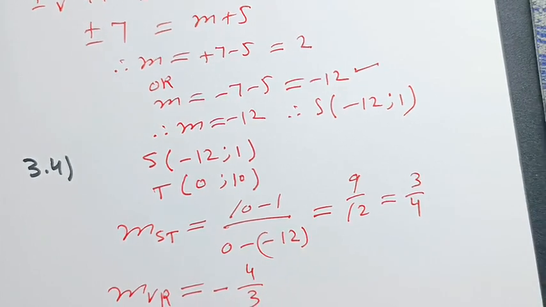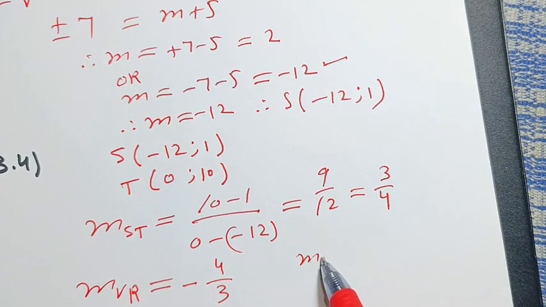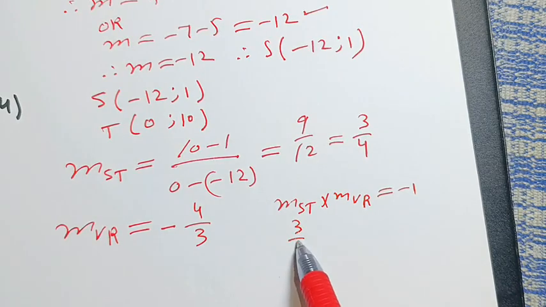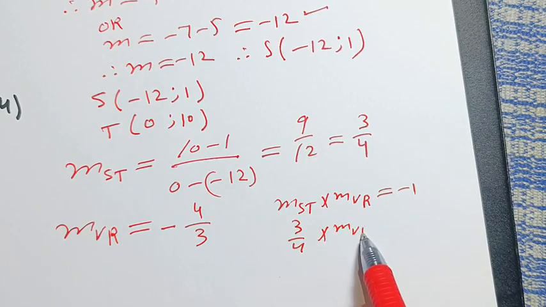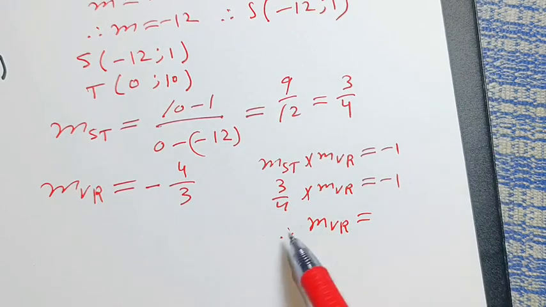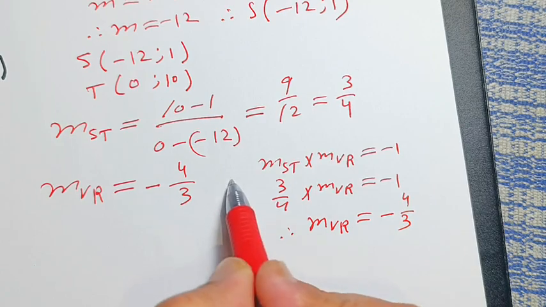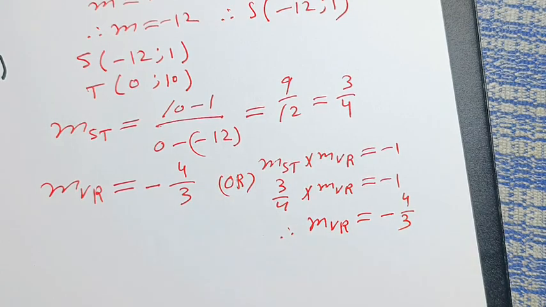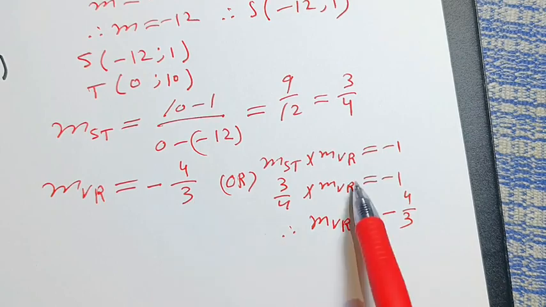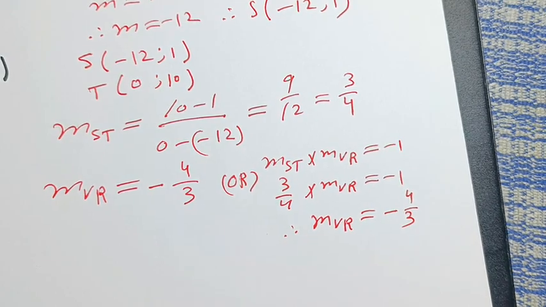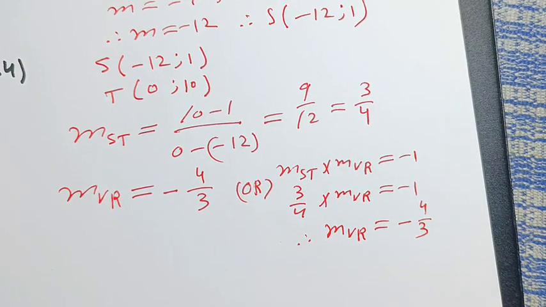Or you can use this formula, m_ST multiply m_VR is equal to negative 1. So m_ST we got 3 over 4, multiply m_VR, which we need to find, equal to negative 1. Therefore m_VR is going to be equal to, swap around, negative 4 over 3. Same thing, you can use either invert and change the sign, or you can use this formula. So we got m_VR negative 4 over 3.